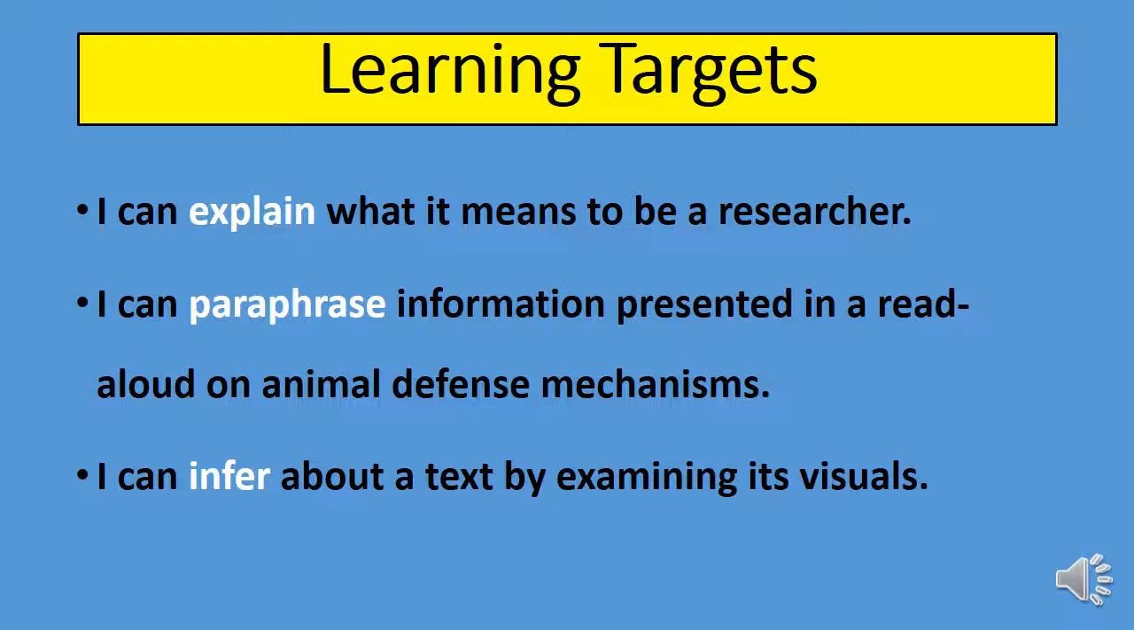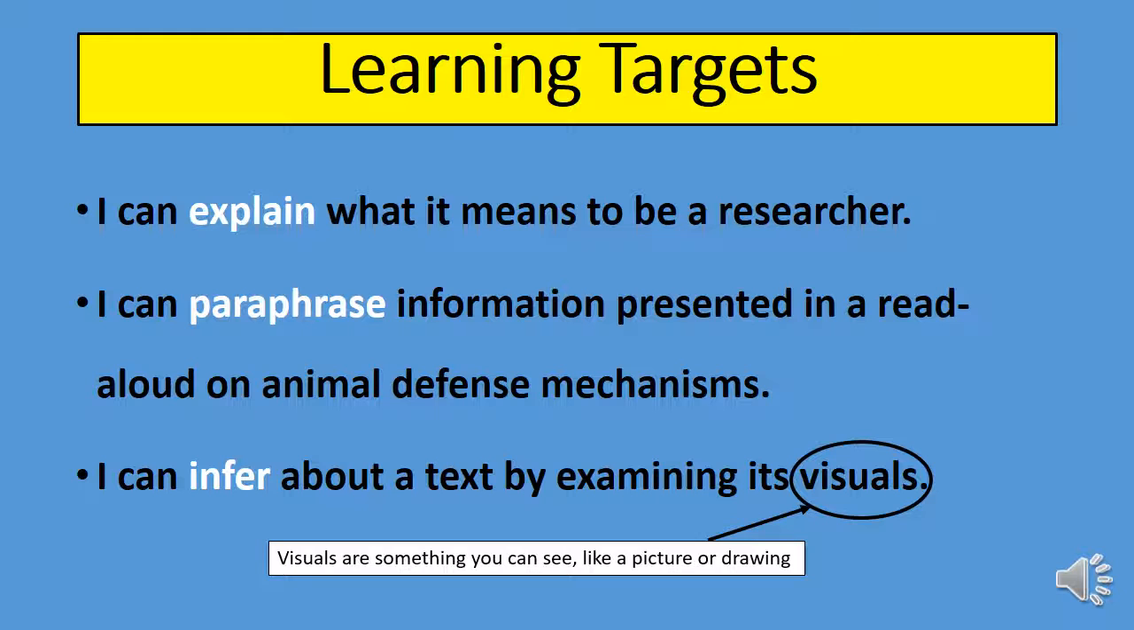I can infer about a text by examining the visuals. And for the last learning target, I can infer about a text by examining its visuals. The word visual is something that you can see, like a picture or a drawing.